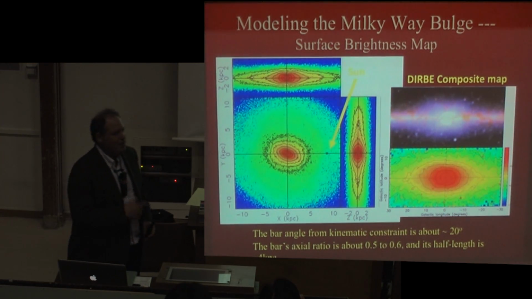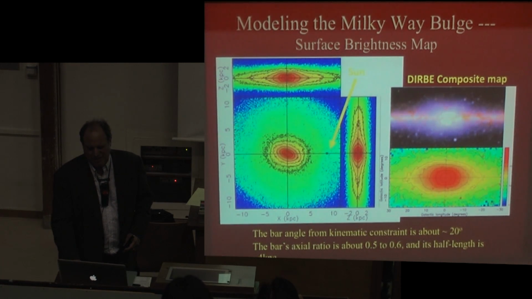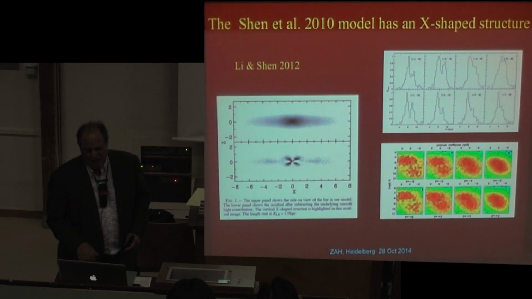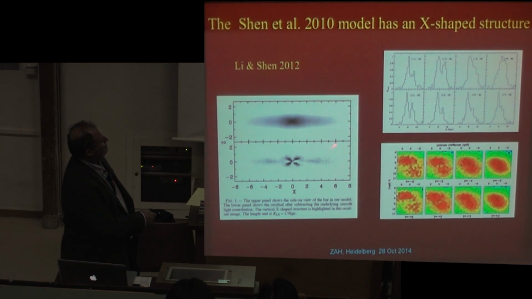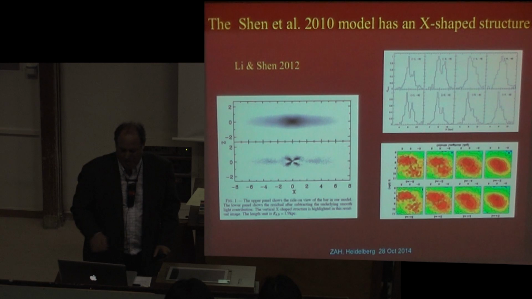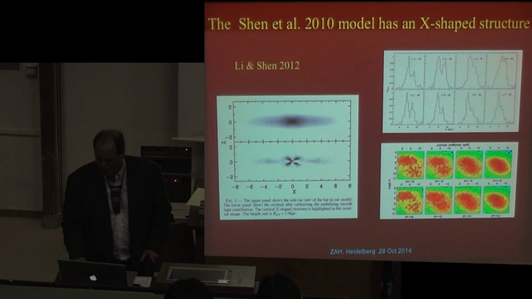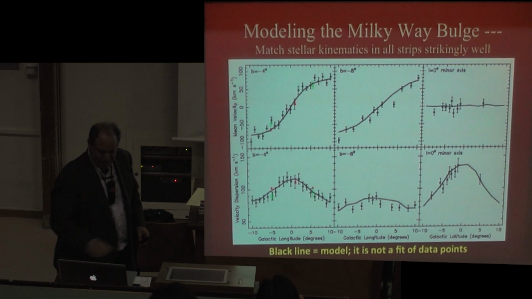This is actually an N-body model with 1 million particles done by Jindai Shen. This also actually makes an X-shaped bulge, though not as prominently as the Wegener-Gerhardt model, but it does produce a pretty prominent X-shaped bulge. And what we were able to do in Shen et al. 2010 was to fit the BRAVA data in these models. It's a beautiful fit.